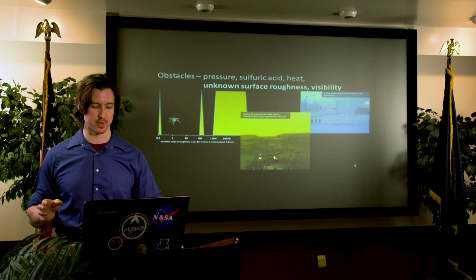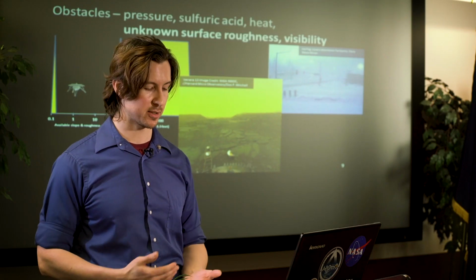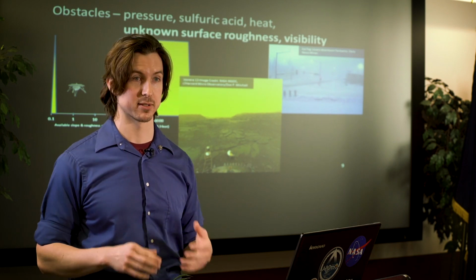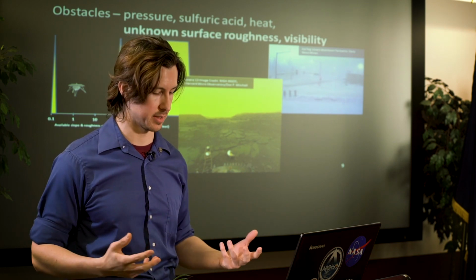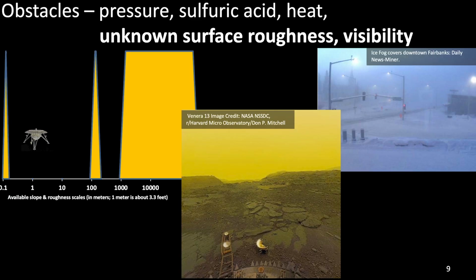Our last big issue is visibility. In order to guide itself, our lander has to sense the surface. In this case, that means looking at it with a camera and lasers. For those of us that have lived in Fairbanks for a while, we've seen ice fog and snow and lots of other things affecting visibility, like in the picture on the right.